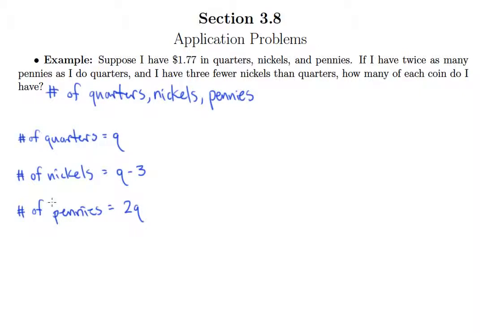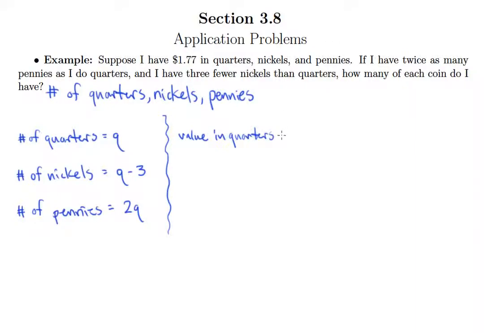Now let's look at the one other piece of information they give us. They tell us about this $1.77. Understand the $1.77 is giving us the total value of money that we have. So I might want to, in each case, write out an expression for the value of quarters, nickels, and pennies. If Q is the number of quarters, what's the total value in quarters?